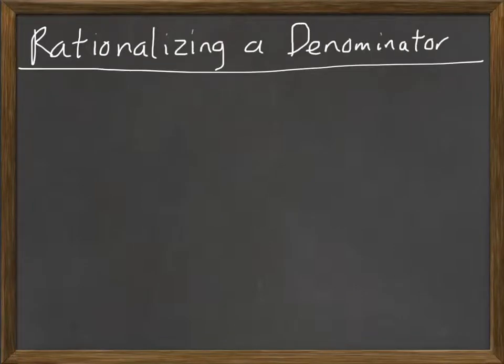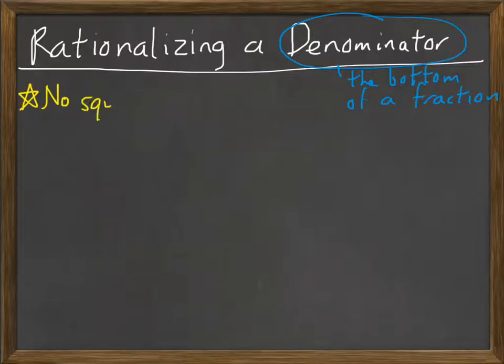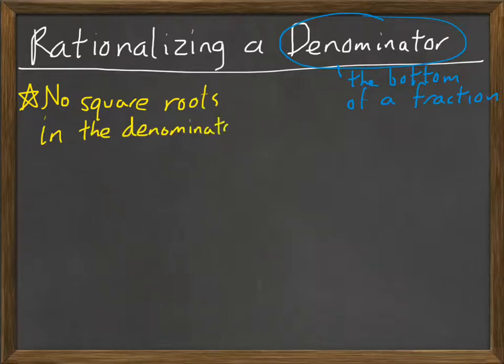Okay, so we've talked about multiplication, addition and subtraction, and our last thing is how to rationalize a denominator. Okay, so what's a denominator? Well, if you remember from some time ago in another math class, the denominator is the bottom of a fraction. Okay, so in math, it's kind of an unwritten rule that no square roots are allowed in the denominator. Whenever you write some expression, you should not have any square roots in the bottom of a fraction. If you do, then the math police are going to come after you.